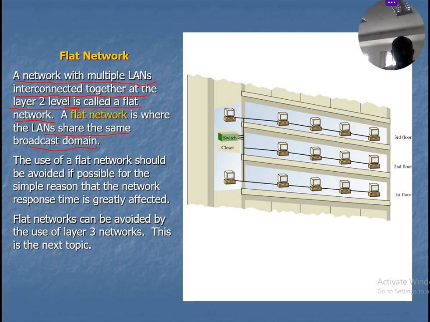Is that okay? Now let's talk about the flat network. A network with multiple local area networks interconnected together at layer 2 is called a flat network. Like we've seen, now we have 1, 2, 3. We interconnect them to form a new network, and this new network is called a flat network. A flat network is where the LANs share the same broadcast domain. All the LANs in the system will share the same broadcast domain.